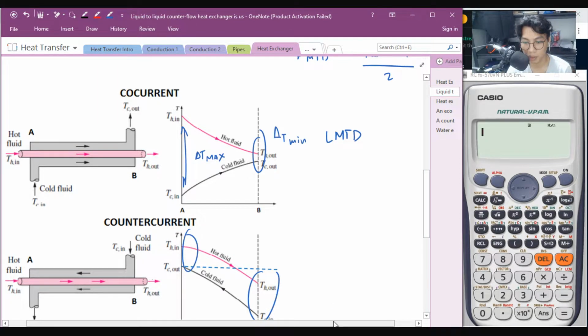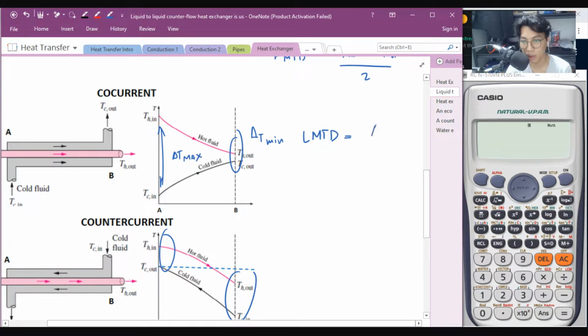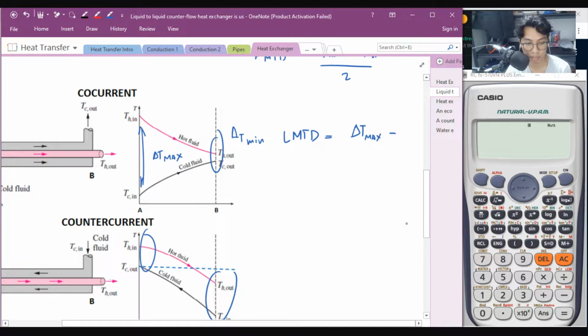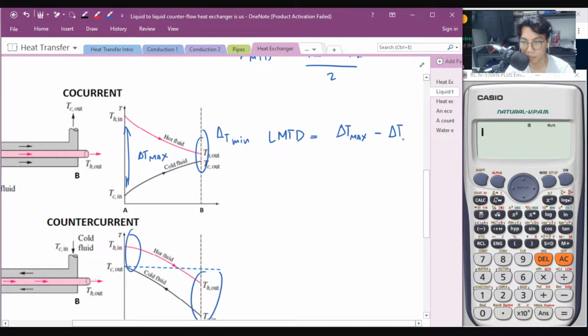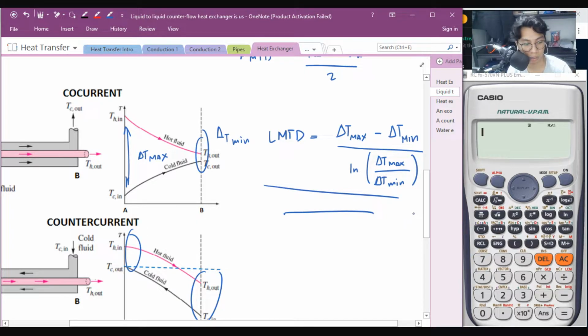LMTD, madali naman tandaan yan. LMTD: delta T maximum minus delta T minimum, divided by the natural logarithm of the ratio of delta T maximum over delta T minimum. Yung dalawa lang naman ang tatandaan mo.